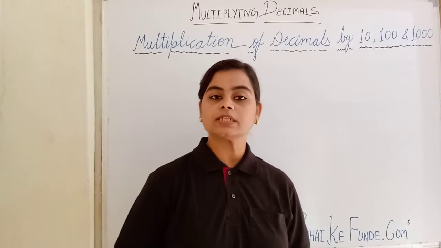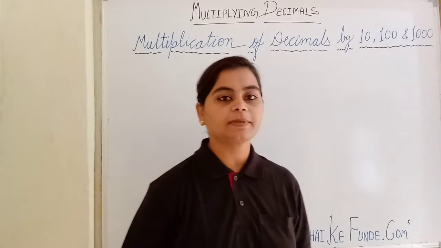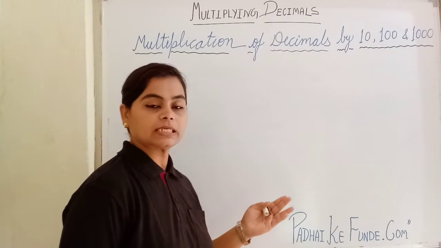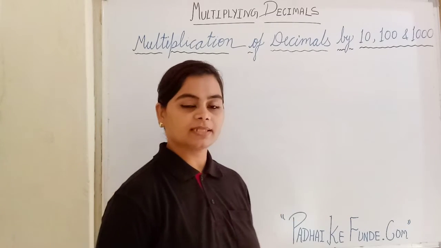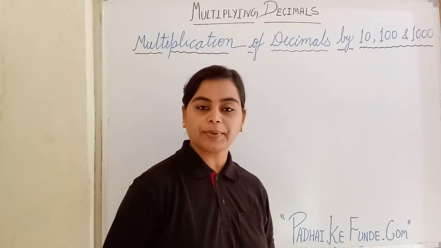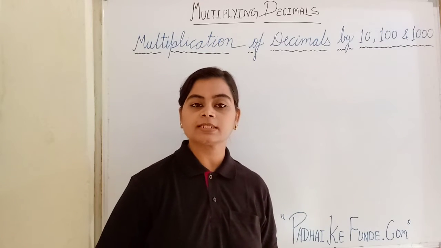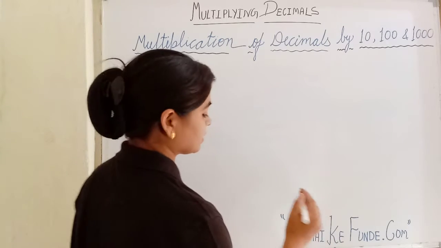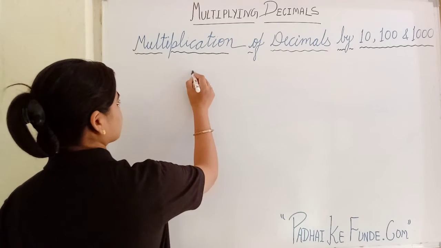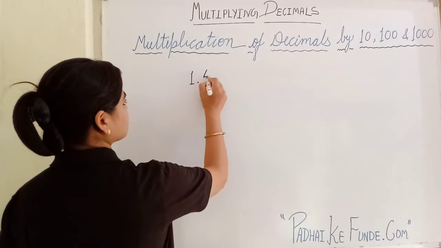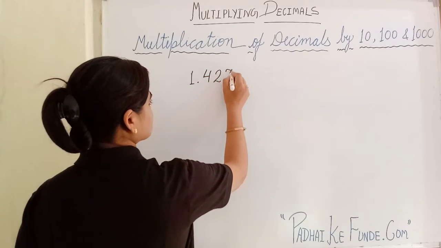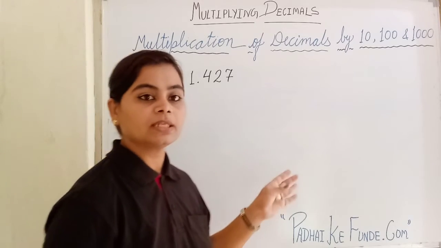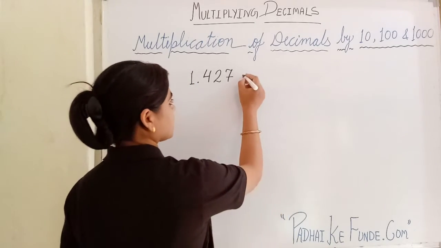Today we are going to study the process to multiply decimals. First of all, we will see how to multiply a decimal number with 10, 100, 1000 and so on, that is, the power of 10. For that I am going to take a simple decimal number over here, that is 1.427. If I want to write this decimal number as a fraction, then how to write?